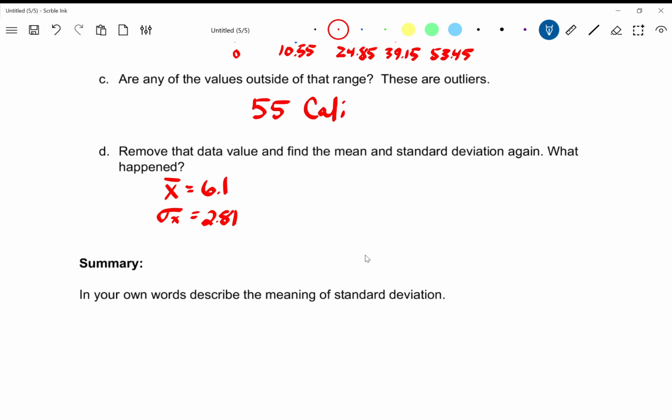And in your own words, describe the meaning of standard deviation. To me, standard deviation is how closely compacted all the numbers are towards the middle. Okay, excellent.